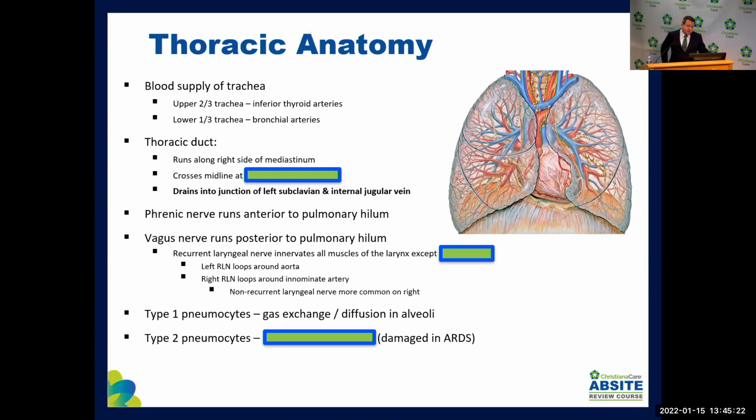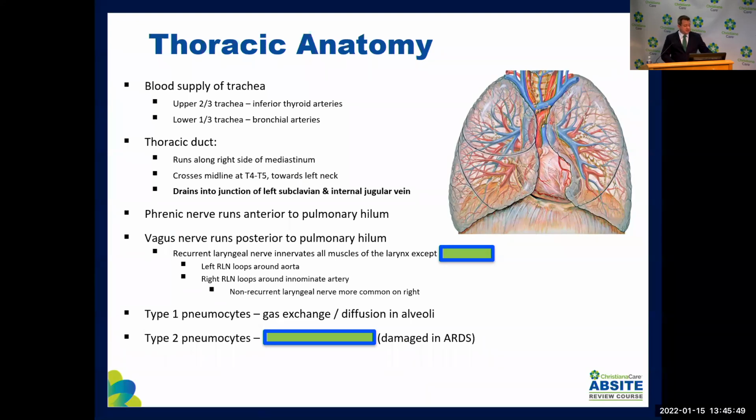Thoracic duct runs along the right side of the mediastinum and then crosses midline at what level? A little bit variable, but some people say a little lower, but T4, T5 is going to be your most common. And then it ascends towards the left neck. Question they love to ask is where does that thoracic duct then drain or empty into, right? And that's going to be the junction of your left subclavian and your internal jugular vein.